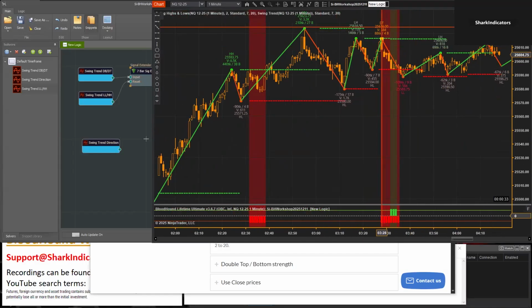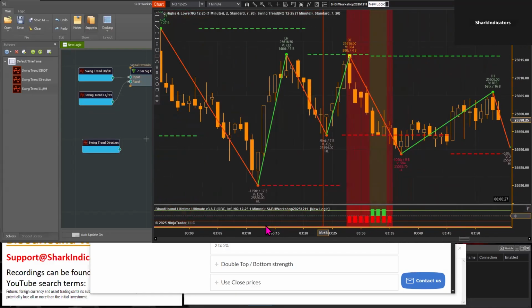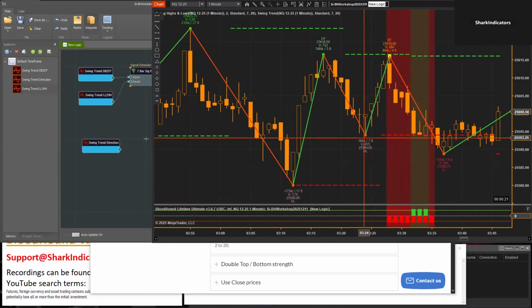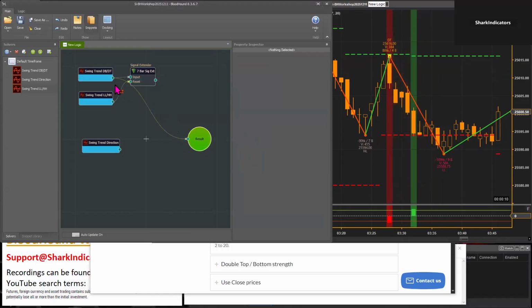Okay, so here we do actually have a double top. Let's take a look at this. All right, so we did have a double top where it actually reversed, right? So there's our bar that output a double top, and then we have the signal extender, right? So it's taking that short output and extending it forward there.